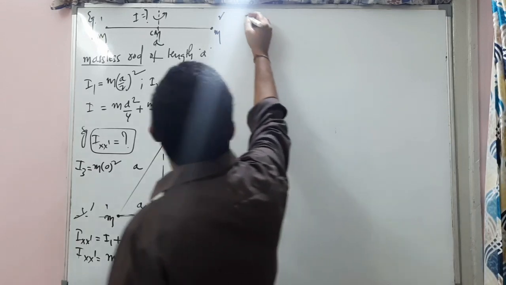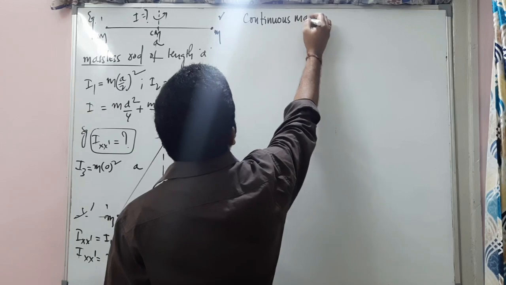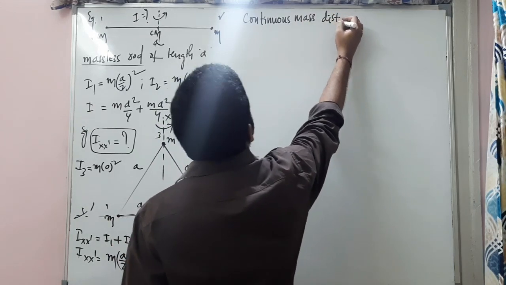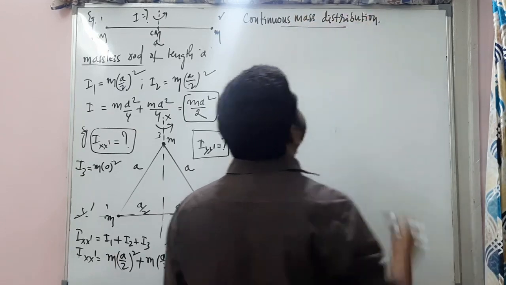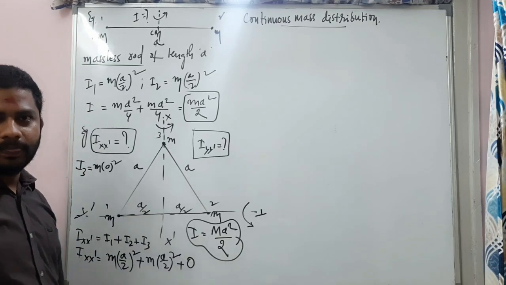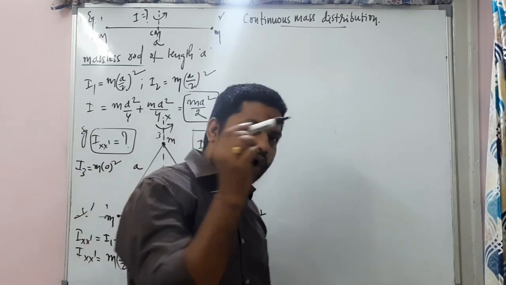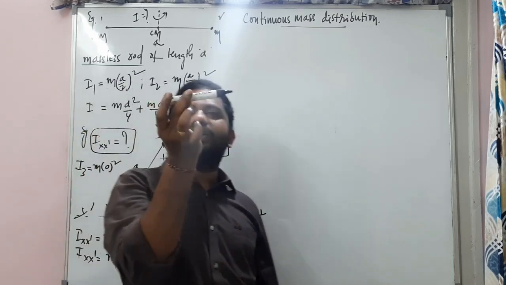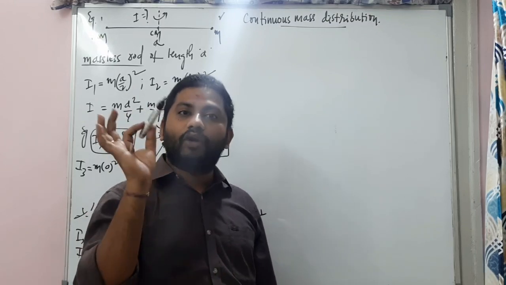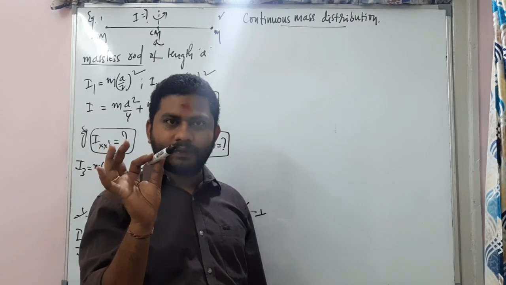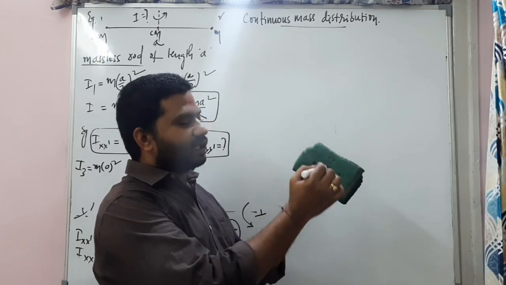Now the concept is continuous mass distribution. It's not the point mass. What we have already discussed about the continuous: for example, you take a rod of length L. It's called a continuous mass distribution because so many point masses are involved in this. This is a continuous mass distribution. So many point masses are involved here.